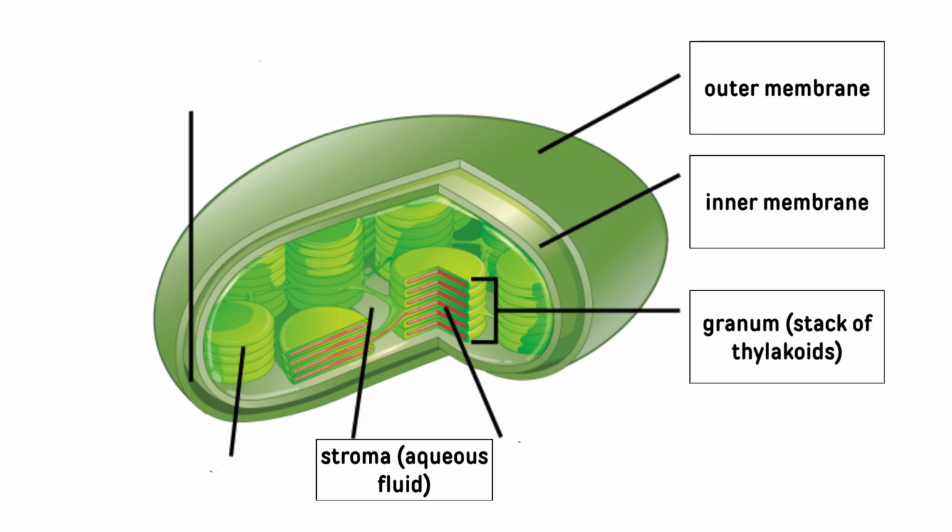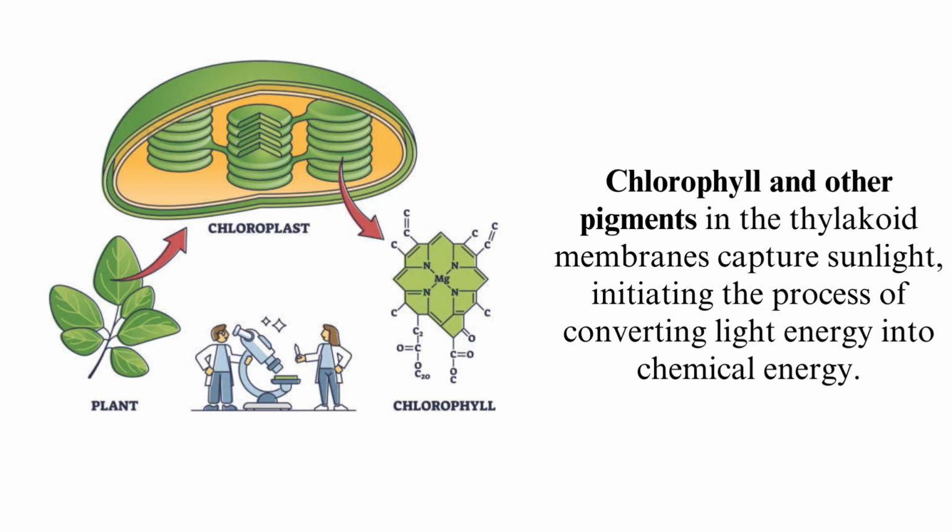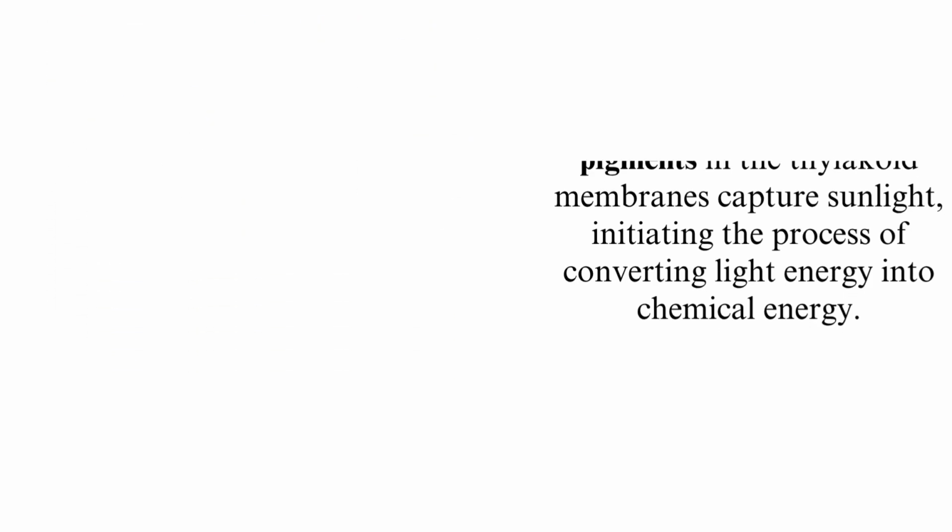Each granum is made up of individual thylakoids where the light-dependent reaction of photosynthesis occurs. Chlorophyll and other pigments in the thylakoid membranes capture sunlight, initiating the process of converting light energy into chemical energy.